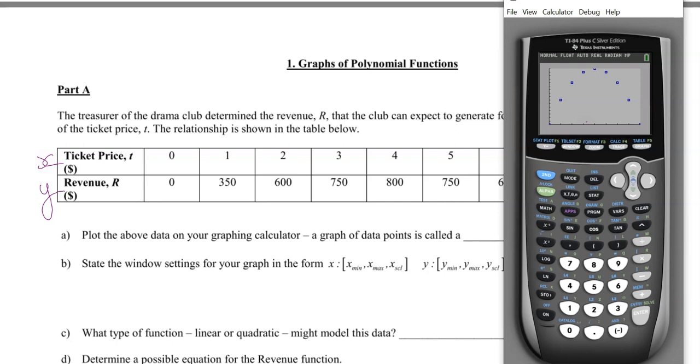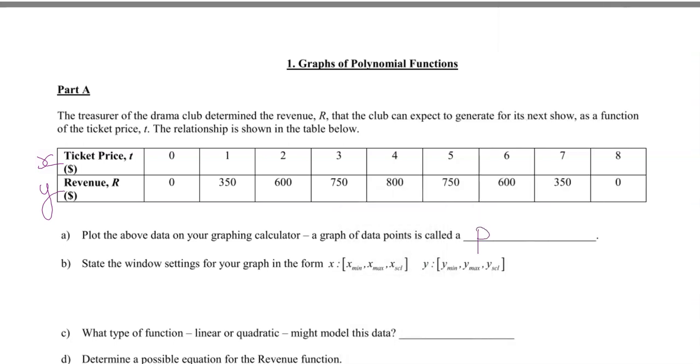So what shape is this? What kind of graph? Right, louder. Parabola, yeah. So it's a parabola, it's a quadratic. So the graph of the data is called a parabola. Right, we'll throw in brackets here. It's a quadratic.